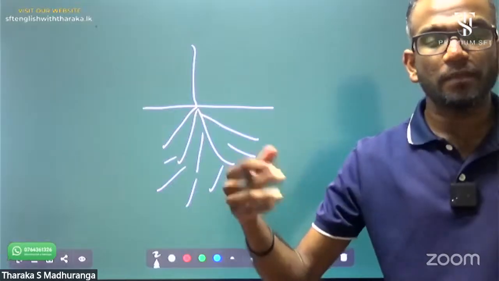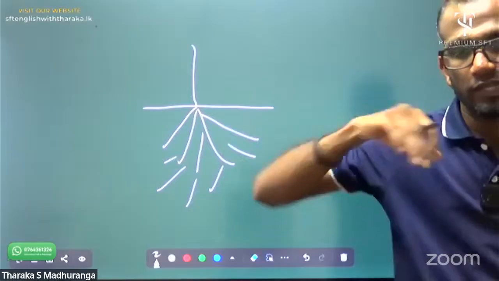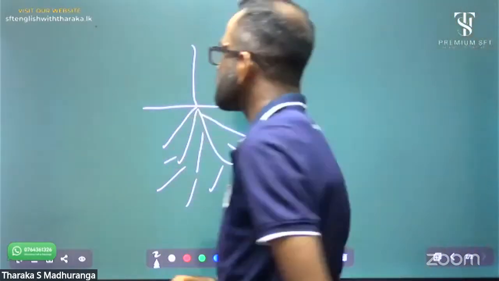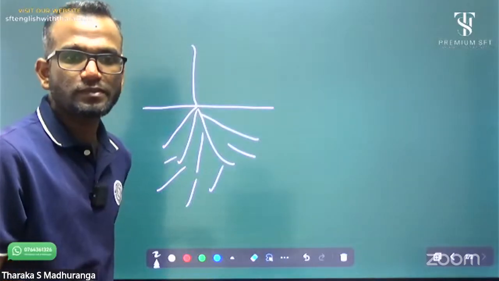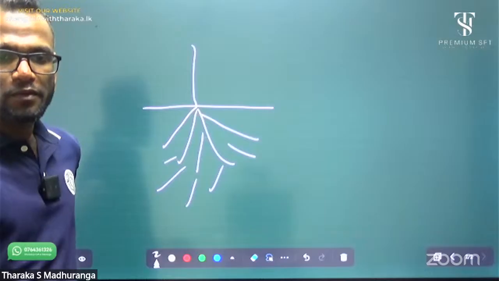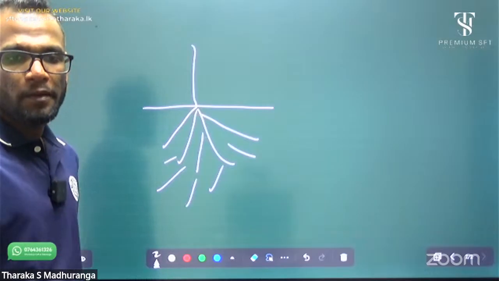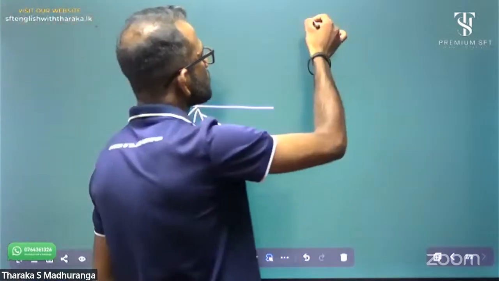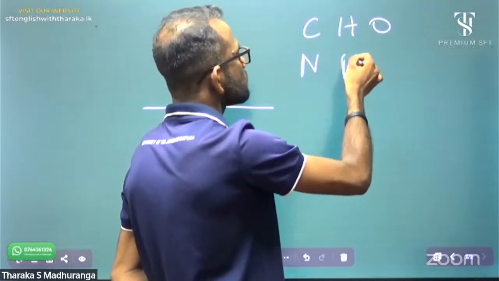Macronutrients are nutrients required in large quantities. What are the macronutrients? The macro plant nutrients are carbon, hydrogen, oxygen, nitrogen, phosphorus, potassium.